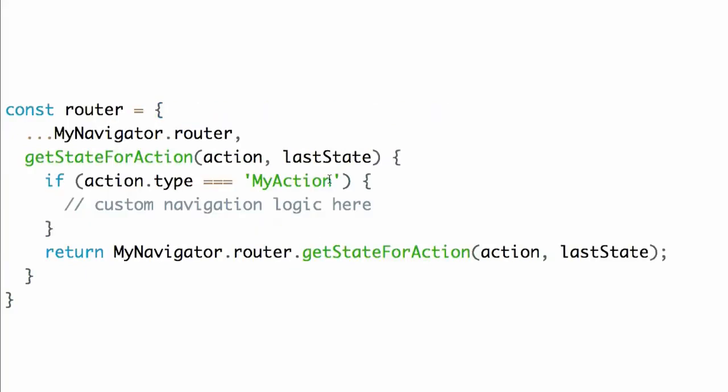Same when you're extending routers. The most common thing you're going to do is extend the router of another navigator, or find a router from somewhere else and extend that. Then you can augment it with custom navigation behavior. So here we're overriding getStateForAction. We're detecting the case when our custom navigation action is happening. But otherwise, we're falling back on the behavior of router.getStateForAction. Okay, so this is sort of how you can override and extend navigators and routers.